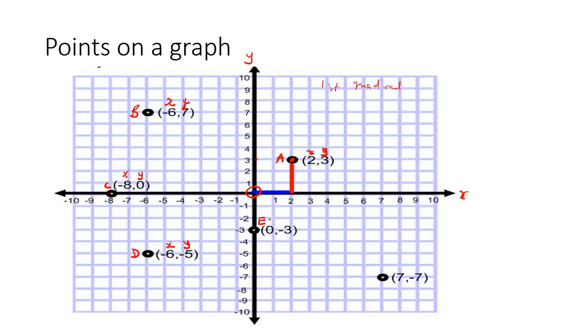Our x here is 0. If you trace it up, you see it's at 0, and our y is -3. So this is it. The last but not the least, let's call it F. So this is x and here is y. Now if you trace it up to x, you have +7, and sideways to y, we have minus 7. So this is how you can put your points on your graph.